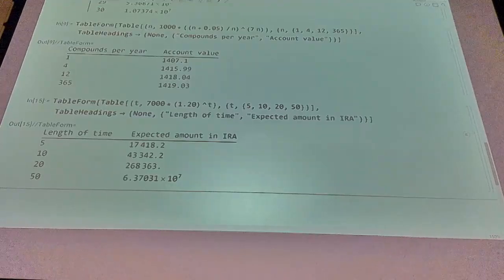401ks work much the same way. So you work, your job offers a 401k, take advantage of it. First, check if they have a Roth option. If they do, do that, because then it's tax-free growth. The sooner you start, the better.